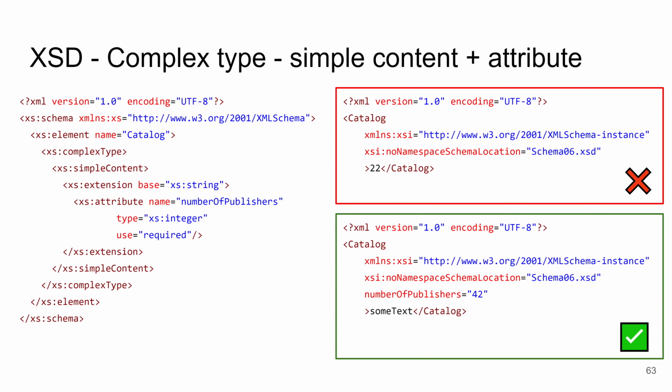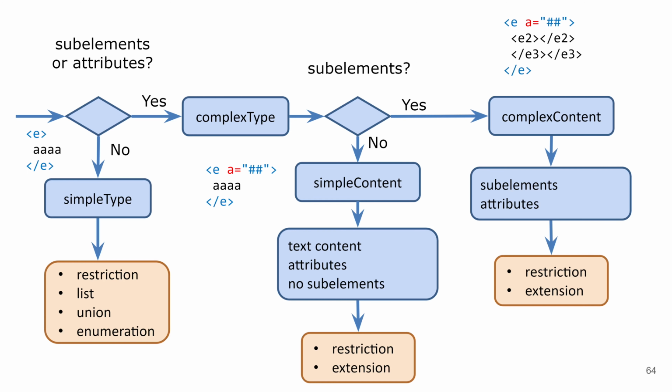So here, the first instance is invalid because it doesn't have the number of publishers attribute, which is defined as required. The other instance is valid because it has the number of publishers and its type is integer. So this is how we can define attributes for our elements. And this brings us back to our decision tree. So if we want both attributes and sub-elements, then we need to use a complex content definition with our complex type, and this allows us to specify which sub-elements are there in that element.